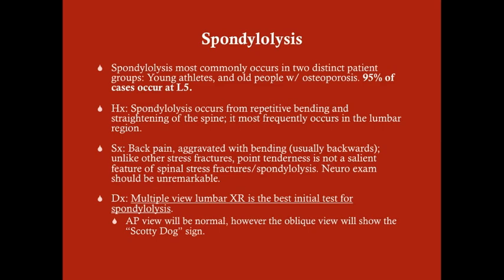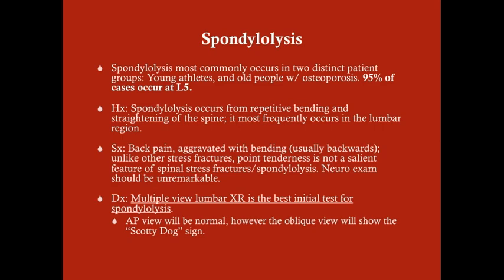Spondylolysis occurs from repetitive bending and straightening of the spine, and so you're going to see this really frequently in athletes, particularly athletes that engage in this repetitive bending and straightening of the spine. So think of gymnasts that are doing those flips all the time, football linemen that are crunched over, divers. Those are all people in whom you could see spondylolysis. And spondylolysis shares some similarities to stress fractures in as much as you can get it from repetitive movements.